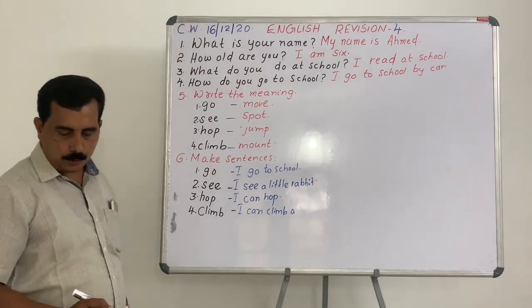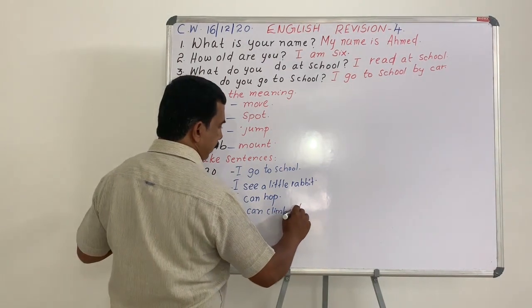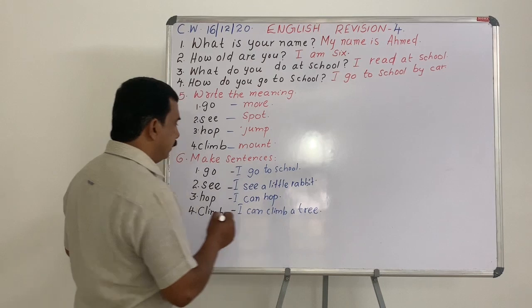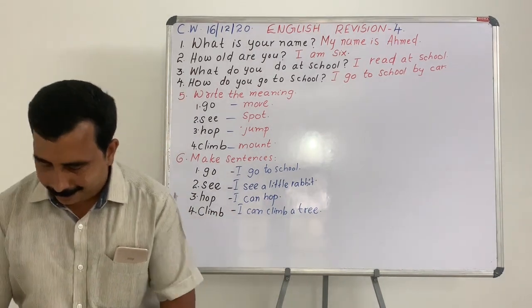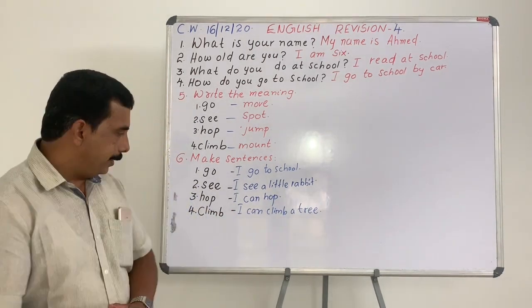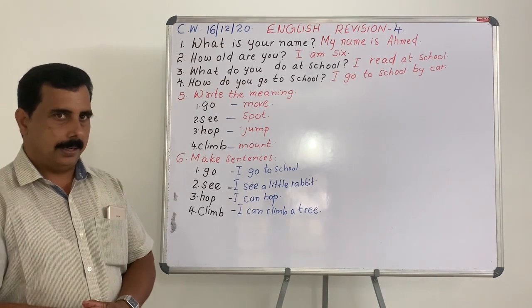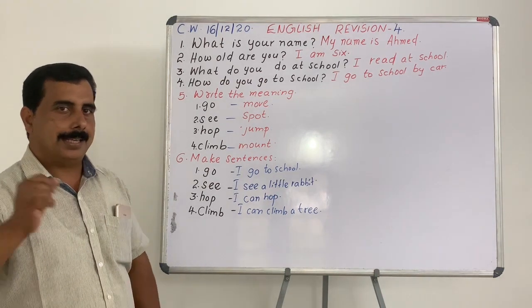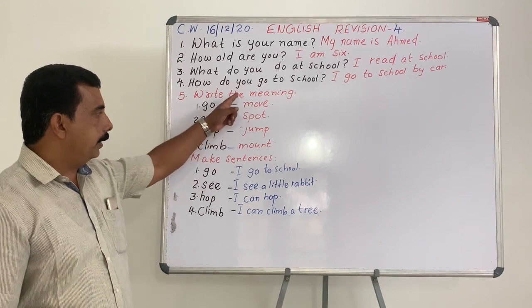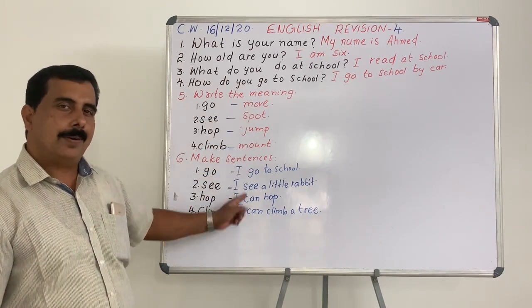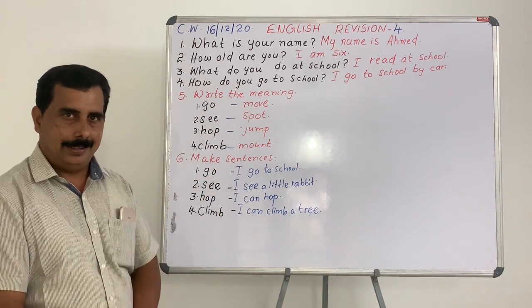I can climb a tree. Yeah, I can climb a tree. So there are 4 word meanings and 4 make sentences, right? Yeah, 4 word meanings and 4 make sentences. If you know the meaning of these words, you can make your own sentences easily.